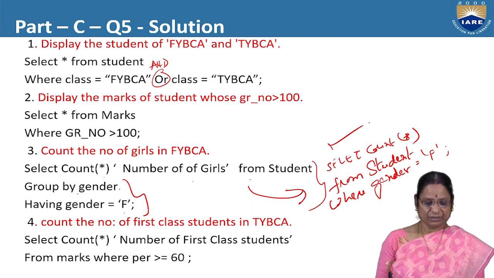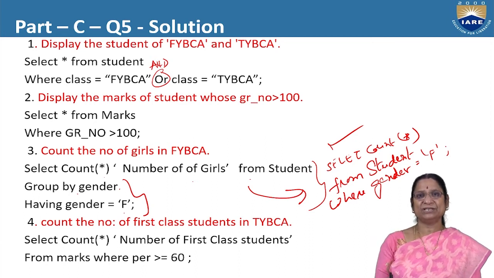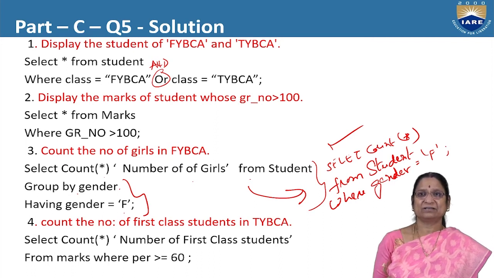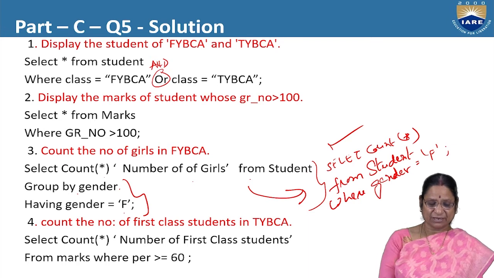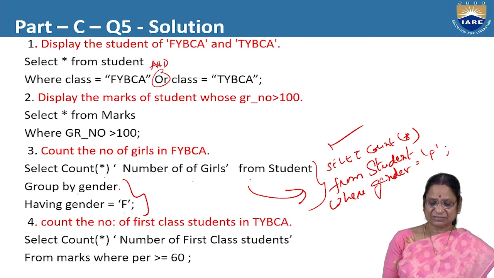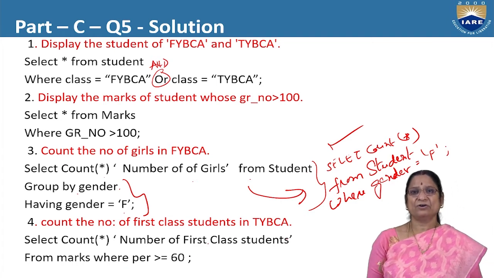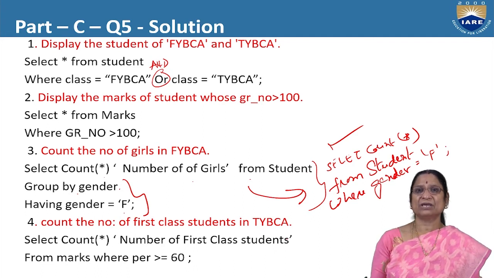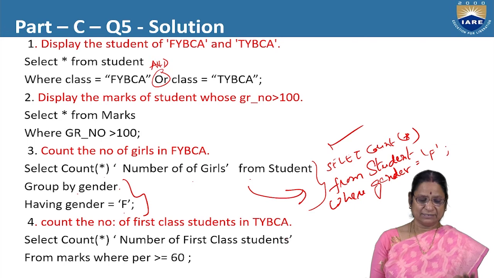Simple one. Count the number of first class students in TYBCA. I am assuming first class means whose percentage is greater than or equal to 60. Those are considered first class students. So where is this percentage available? In marks. So that's why select count star as number of first class students from marks where percent is greater than or equal to 60. First we are filtering, only those tuples with percent greater than or equal to 60 are taken from marks. We are counting those tuples, that is count star.